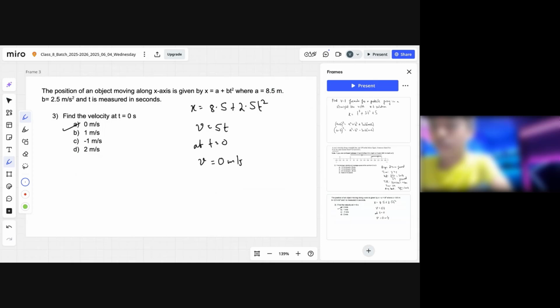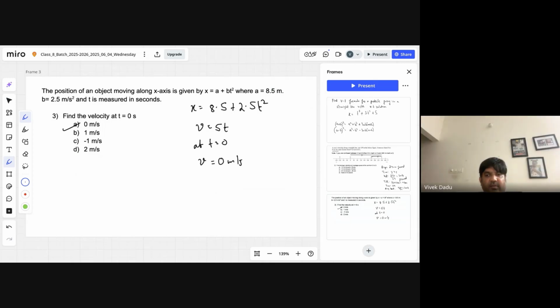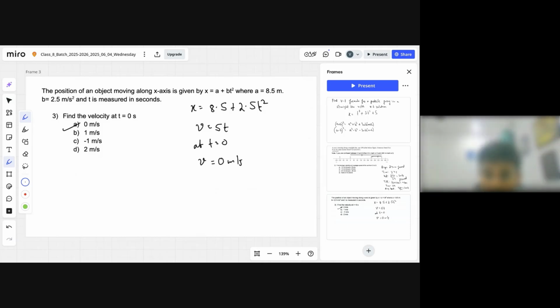Sir, sixth. Sixth. Before sixth, anyone, anything? Fourth, Rudransh. Rudransh again, t equal to 2 seconds, 10 meter per second. Sir, fifth one. Fifth, yes, sir.